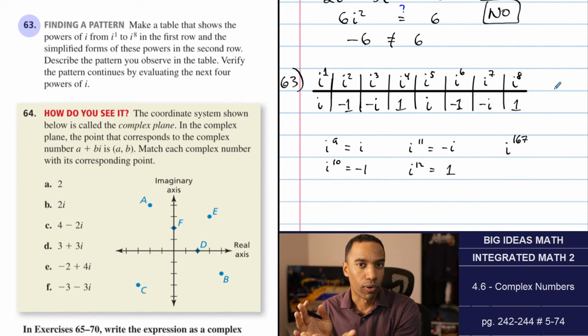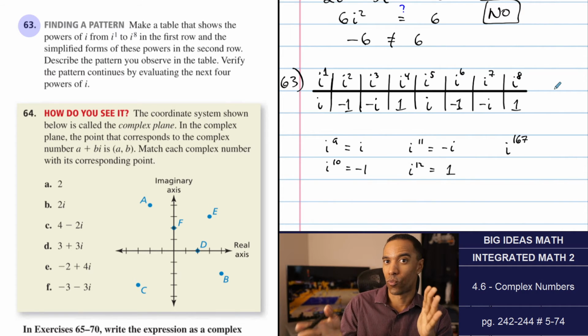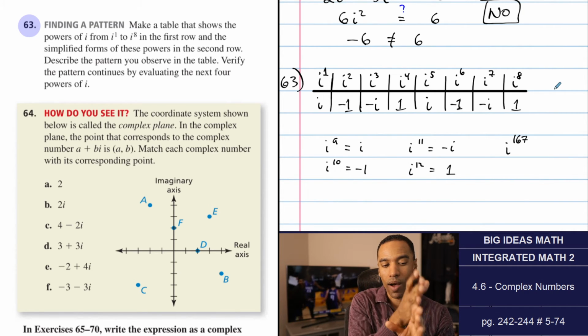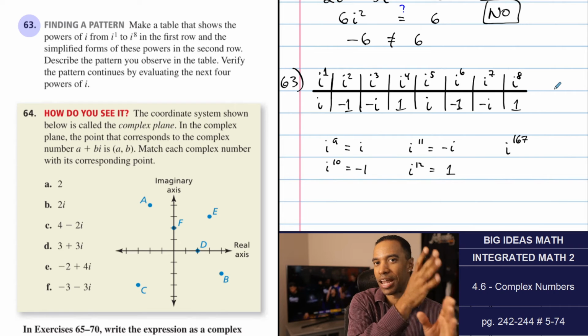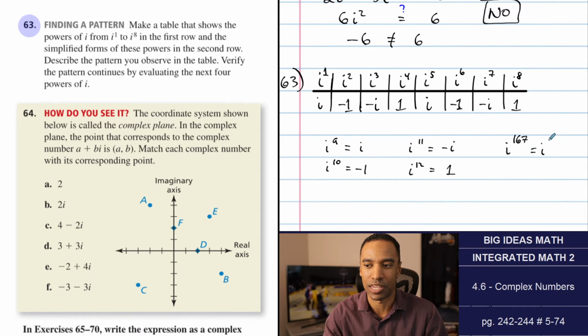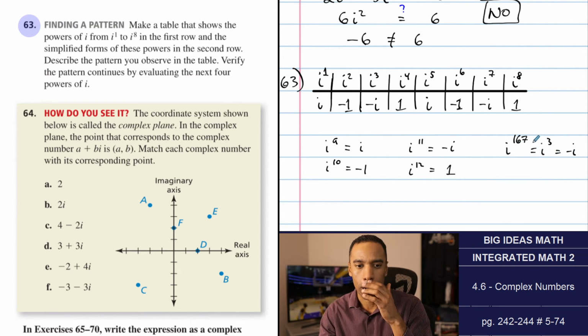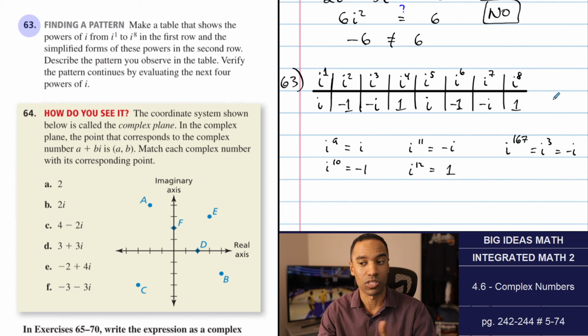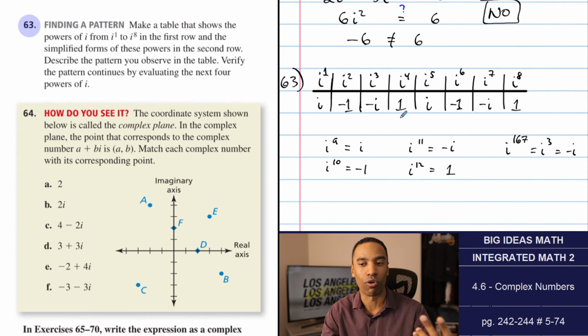160 is a multiple of 4, so i to the 160th is 1. So i to the 164th is 1, and i to the 168th is also 1. So i to the 167th is going to be the same as i cubed. It's going to be negative i, right? So that's how that works. I don't know if they're going to ask us to do one like that, but that's what it does. It keeps repeating itself over and over again.